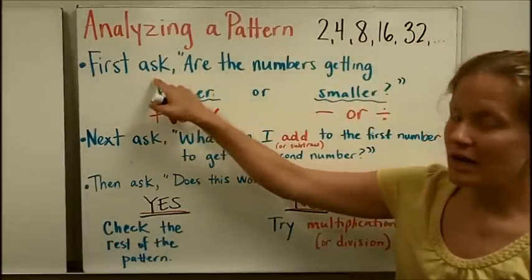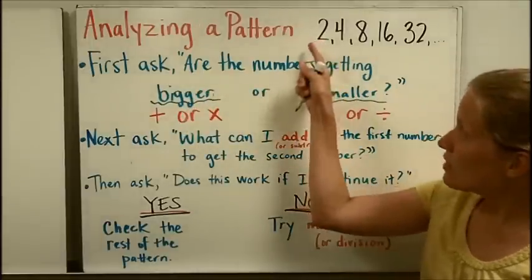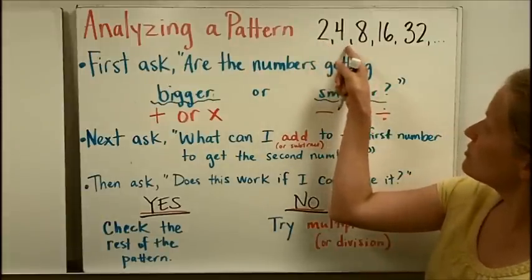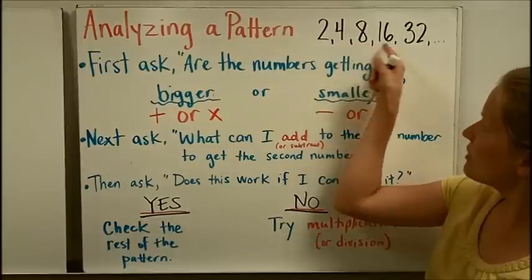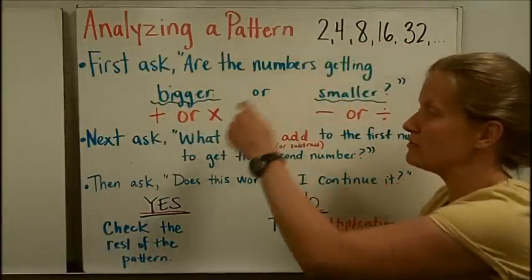So the first thing that you're going to ask yourself, are the numbers getting bigger or smaller? As you go from left to right, do the numbers get bigger or smaller? So if I look at this one, I start with 2, and my numbers are getting larger, 4, 8, 16, 32. So these are numbers getting bigger as I go left to right.